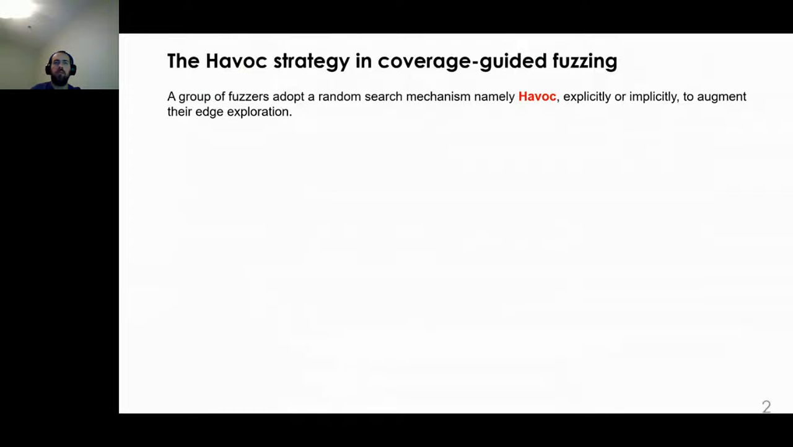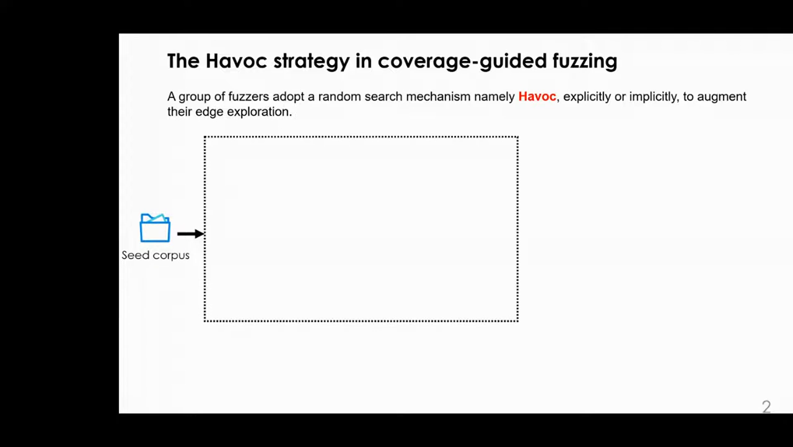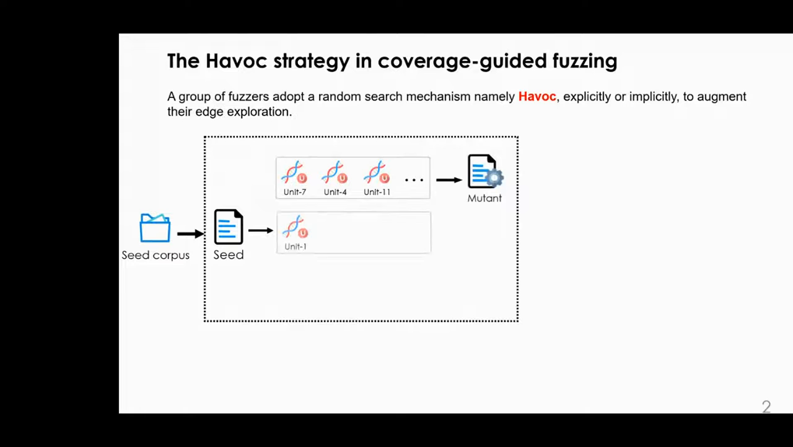A group of fuzzers adopt a random search mechanism named Havoc, explicitly or implicitly, to augment their edge exploration. The workflow of Havoc is shown in this figure. First, we select a seed from the seed corpus, then we use Havoc to generate new mutants. Overall, Havoc enables a mechanism namely mutator stacking. Havoc defines a stacking size for the applied mutators for each mutation. Accordingly, Havoc randomly selects mutators into the stack. Eventually, all the stacked mutators are applied to the seed in order to generate a mutant.